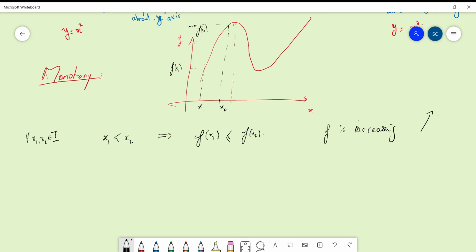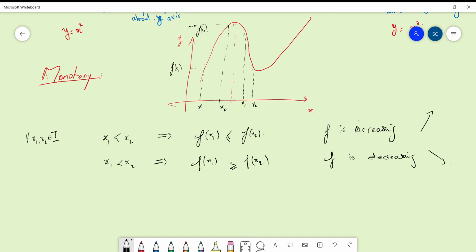Decreasing, for example: if you are here, you see that if you compare the two values, if you take an x1 here and x2 here, clearly f of x1 is greater than f of x2. If you can check for x1 less than x2 that this time f of x1 is greater than or equal to f of x2, you can say that f is a decreasing function, and we can use this on a specific interval.